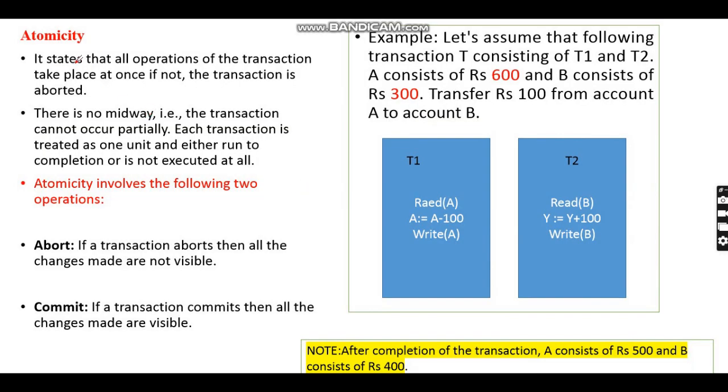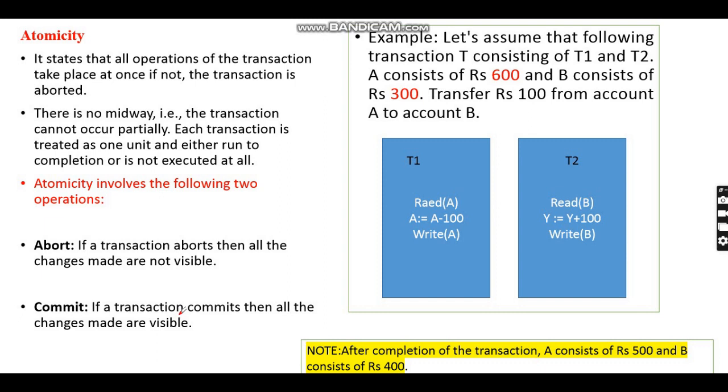Atomicity. It states that all operations of the transaction take place at once. If not, the transaction is aborted, right? There is no midway. That is, the transaction cannot occur partially. Each transaction is treated as one unit and either runs to completion or is not executed at all. Atomicity involves the following two operations, abort or commit. Abort: if a transaction aborts, then all the changes made are not visible. Commit: if a transaction commits, then all the changes made are visible.